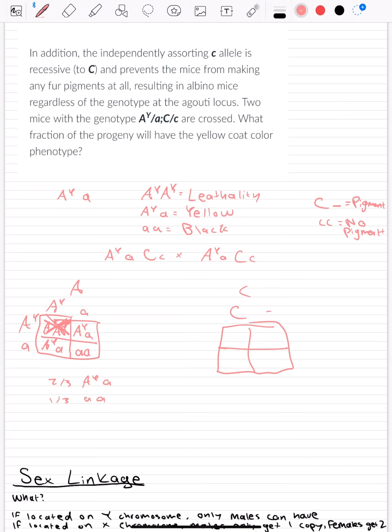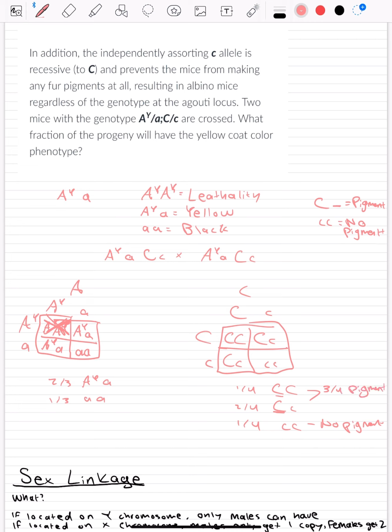If we do the C gene, we have big C, little c, big C, little c. 1 out of 4, big C, big C. 2 out of 4, big C, little c. 1 out of 4, little c, little c. 2 little c's produce no pigment at all. Having at least one big C will result in the production of pigment, so both of these have pigments. So the ratio would be 3 out of 4 for pigment.